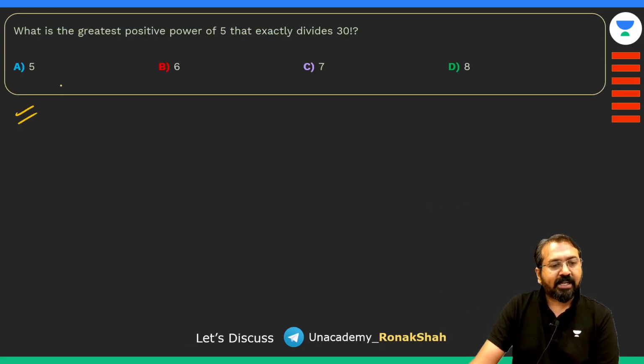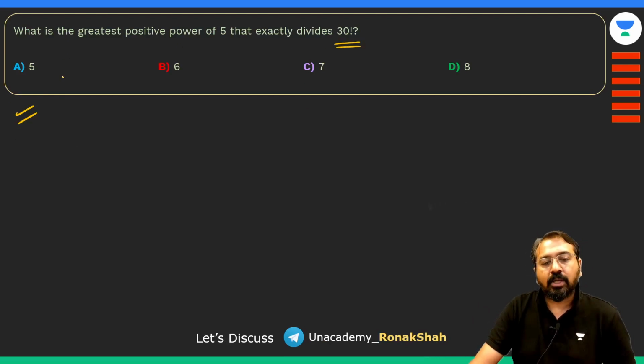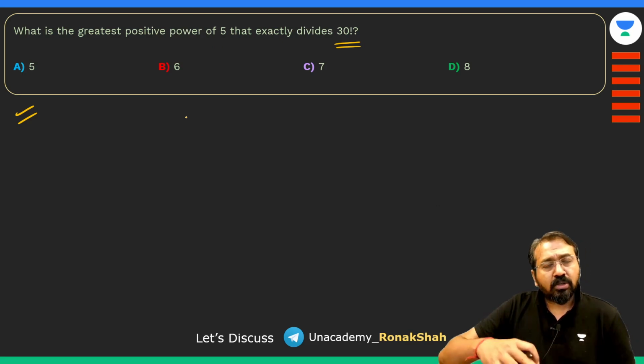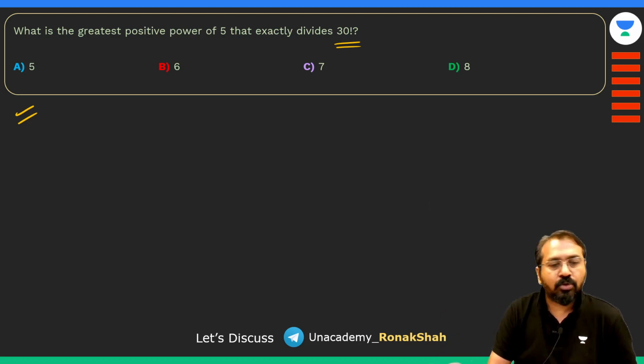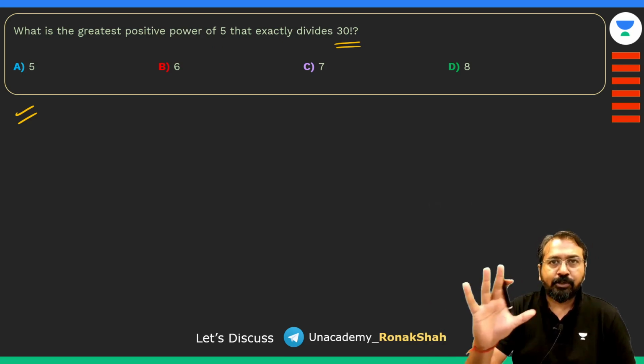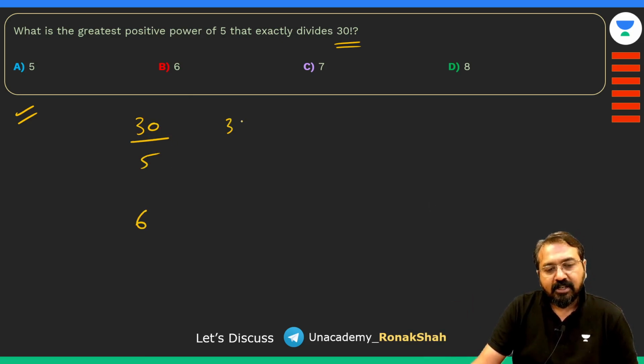So here is one practice question. What is the greatest power of 5 that exactly divides 30 factorial? Or the other way of asking this question, how many zeros will be there at the end of 30 factorial? So the answer will remain the same. Ultimately we need to find out power of 5 only. So we know 30 divided by 5, it's 6. 30 divided by 5 square, that's 1. So total power of 5 will be 7.